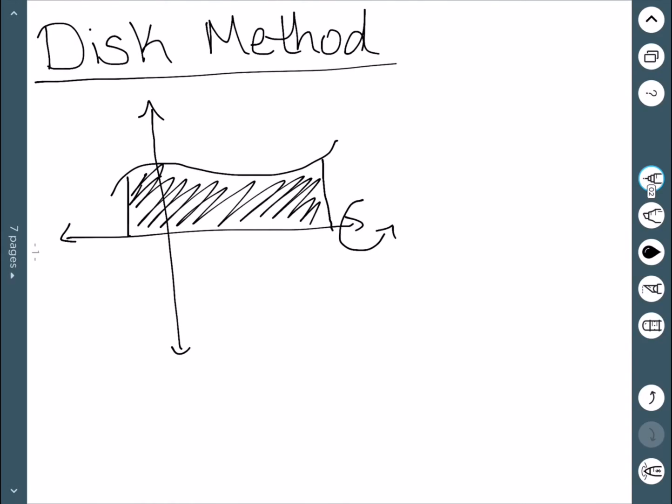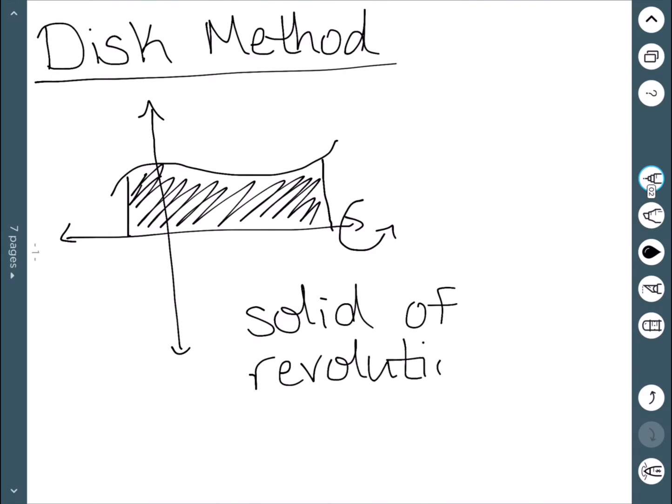And when we do, we get this actual volume. We get this three-dimensional object. And this is called a solid of revolution, because that's what we did. We took something and we revolved it around the x-axis, and that gave us a solid. The disk method lets us find the volume of these solids of revolution.